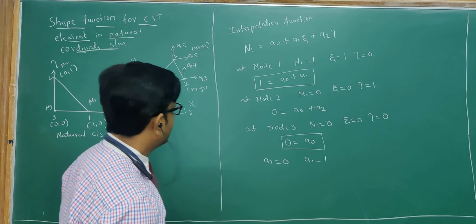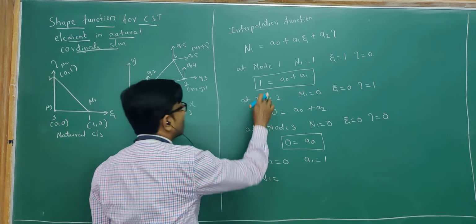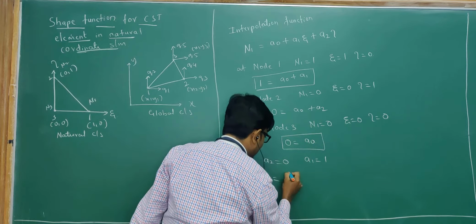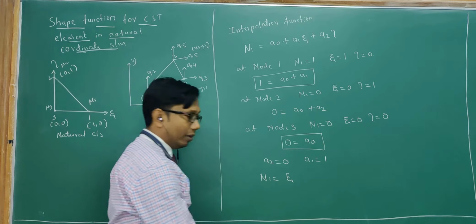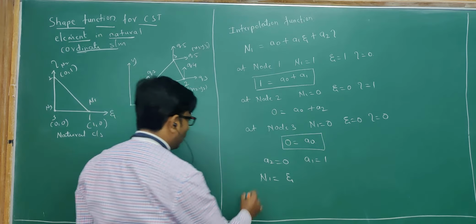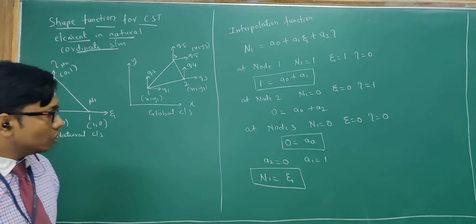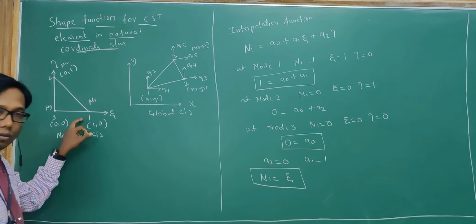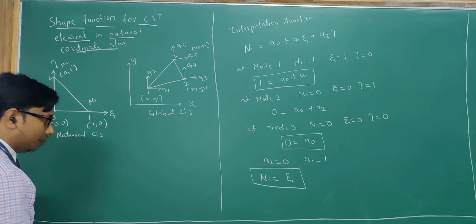So what will be the shape function here? N1 is equal to a0, which is 0, so we eliminate it; a1 is 1, so we get zeta; a2 is 0, so you will not get the beta term. So N1 will be zeta here. This is the shape function for the first node. Next we will be going for N2.